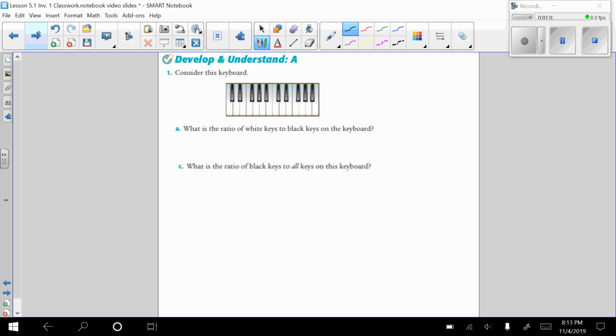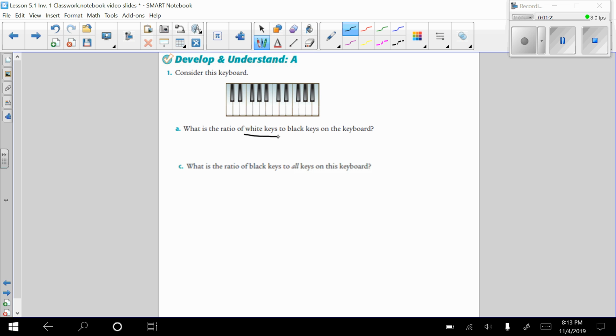Let's look at one. Here's a keyboard. If we were to ask what is the ratio of white keys to black keys on the keyboard, when you talk about ratios, order does matter. So since white keys comes first in the sentence, the white key number needs to come first.